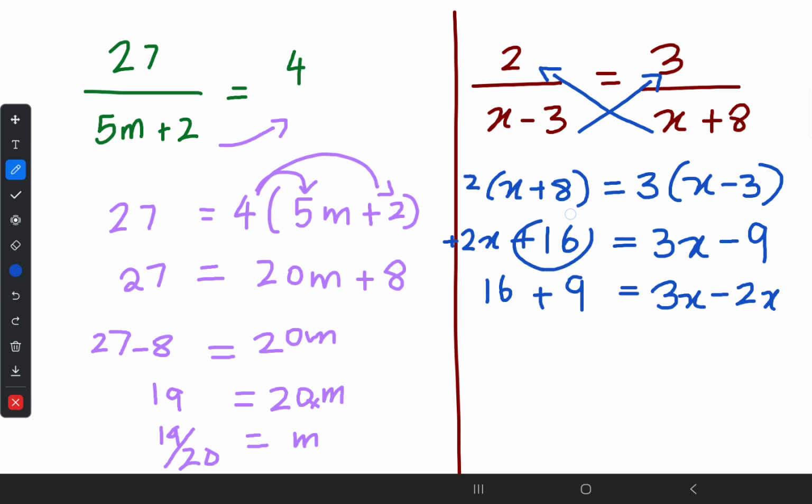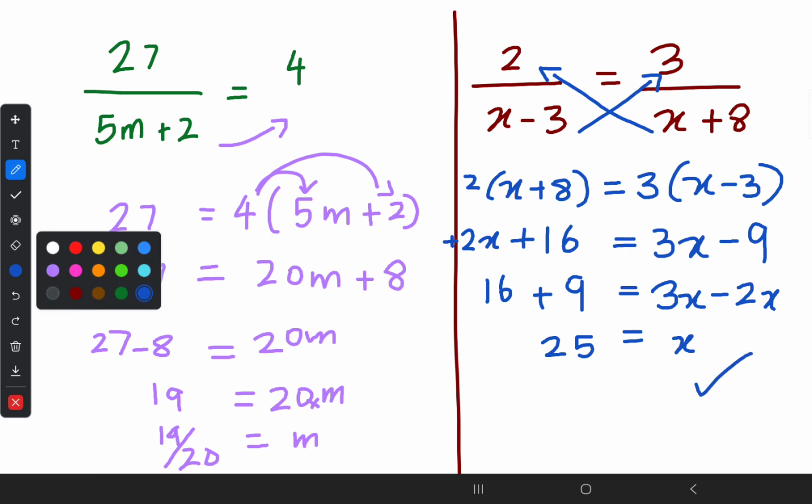Nothing changed with the positive 16 and positive 3x. And thereafter 3x minus 2x would be x. 16 plus 9, it is 25. This is the solution for our x. I'll repeat this question again. So here both sides consist of x quantities. Do the cross multiplication, expand the brackets, and bring the x quantities to one side and the numericals to the other side. Then you will have the solution for your x.